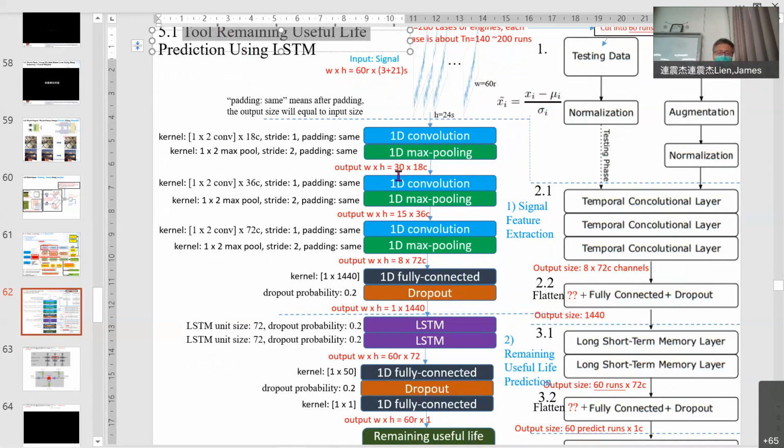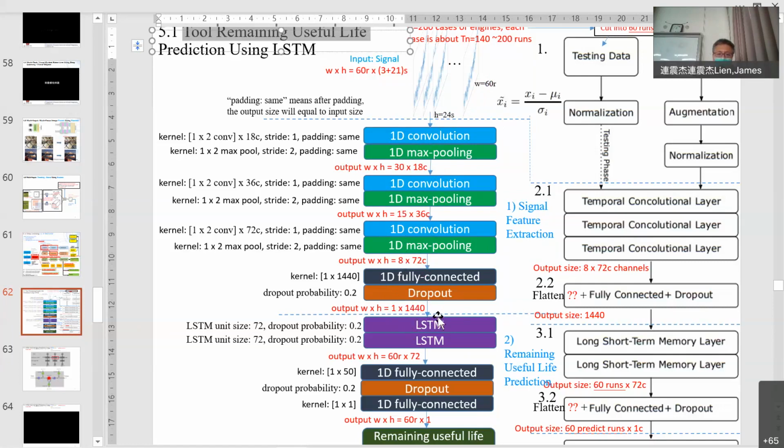broken tool. 所以我再讲一遍，它很单纯。First of all I do downsampling, using maximum pooling, so I do convolution, downsampling, convolution, downsampling. Originally it is 60 seconds, so it becomes 60, 15, 8, 1. But the channels, originally 24 signals, become 18, 这只是它设计的. So here is only one input, so the input to LSTM.